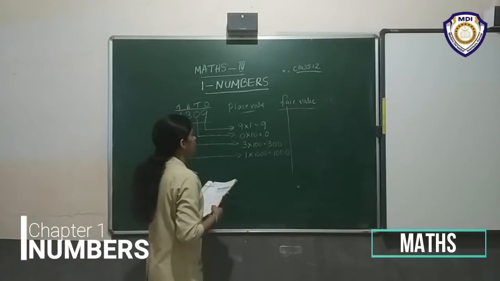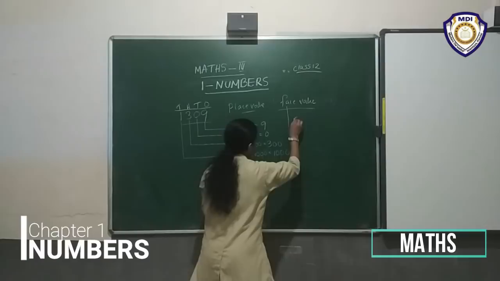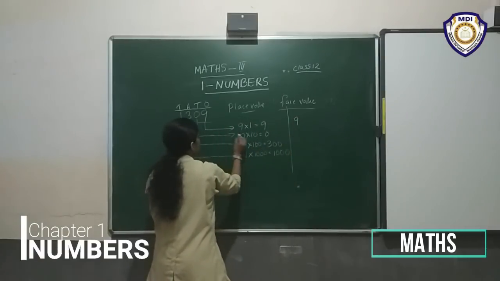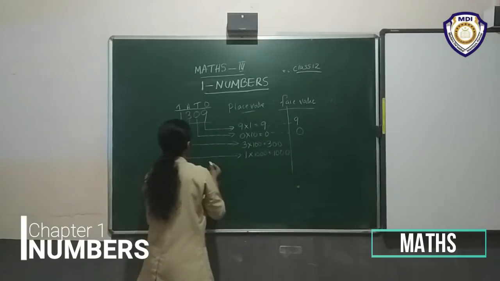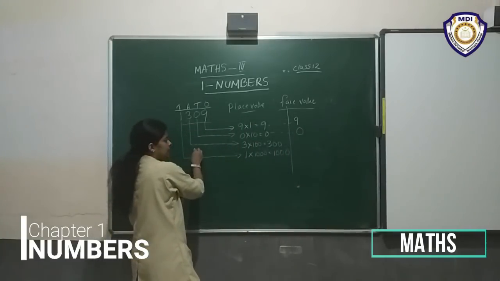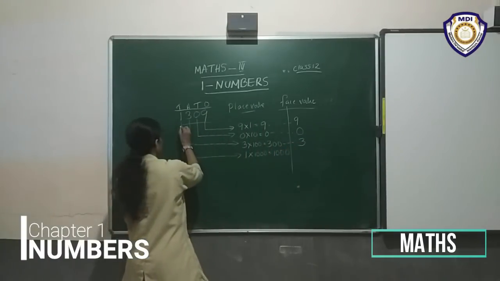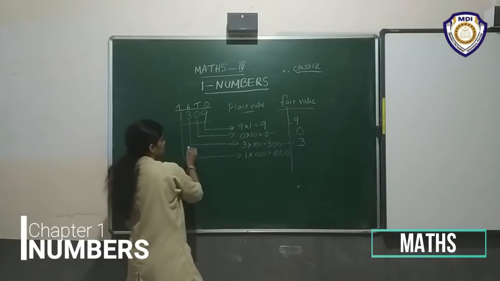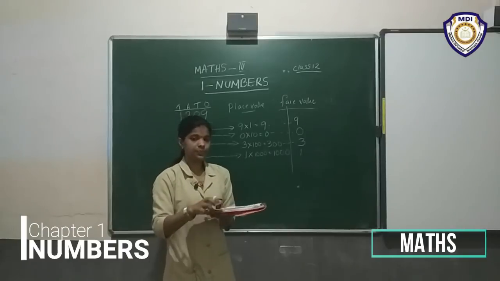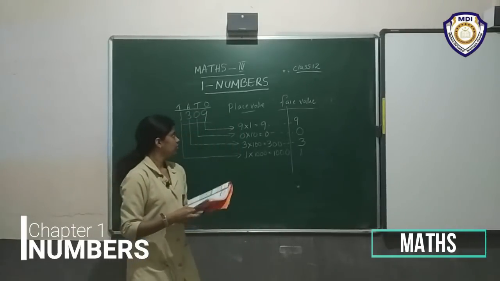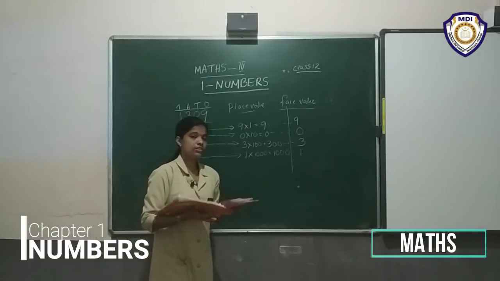Find out the face value. Face value of 9, 9 itself. Face value of 0, 0 itself. Face value of 3, 3. Then face value of 1, 1 itself. Okay. Did you understand? Okay. Next one.